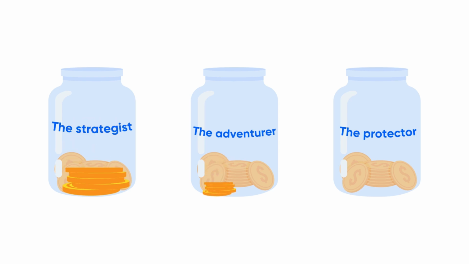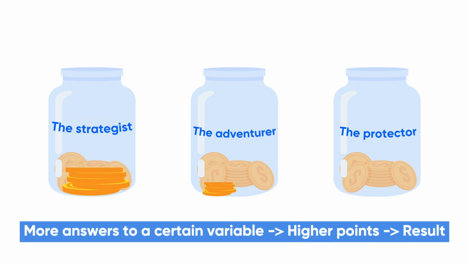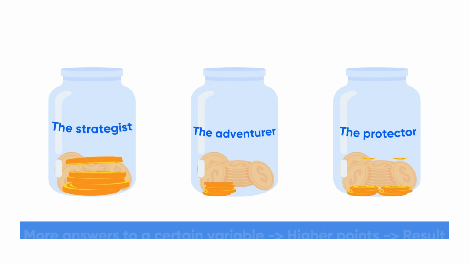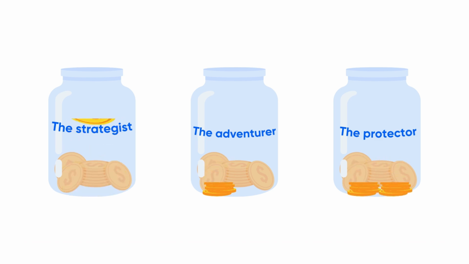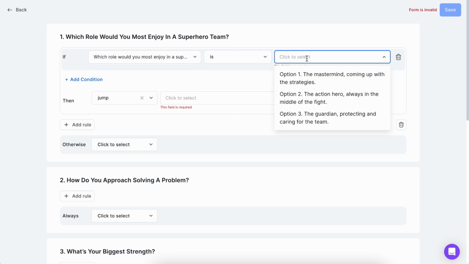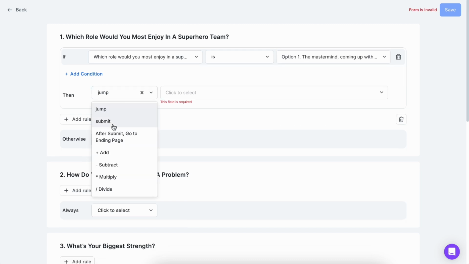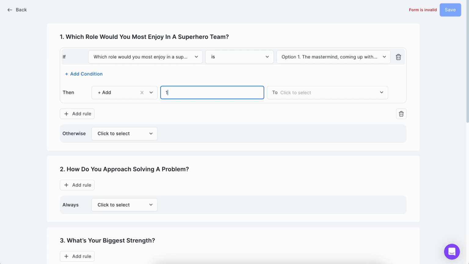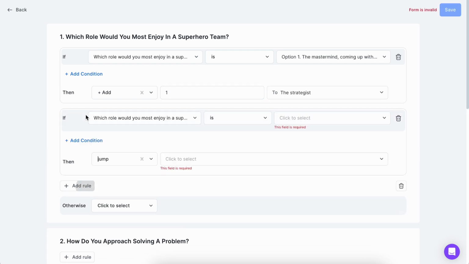In other words, each answer is tied to a variable, and the more questions that align with a certain variable, the higher the points for the result. At the end of the quiz, once all coins have been counted, the jar with the most coins will determine the final result. You'll need to set a rule for each question, ensuring that every answer leads to a specific result. For example, the rule for the first question will look like this.